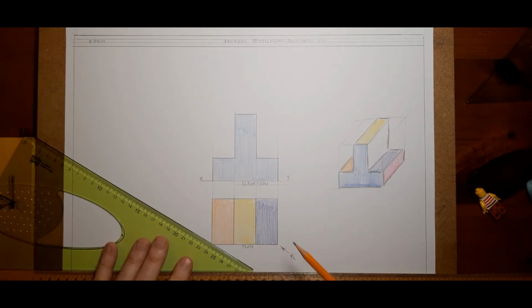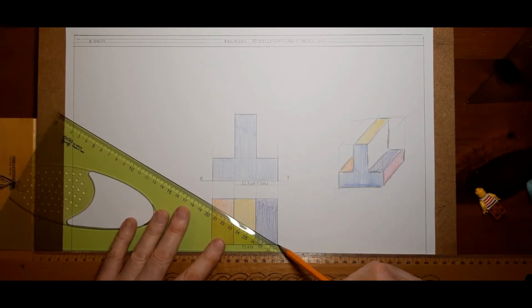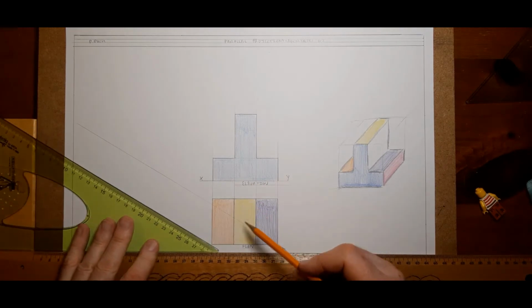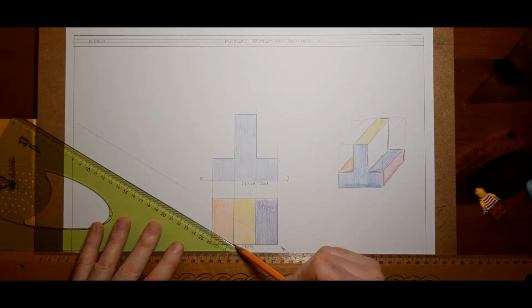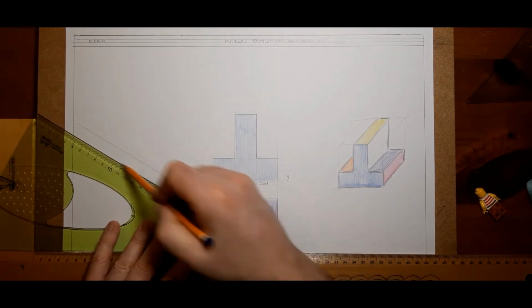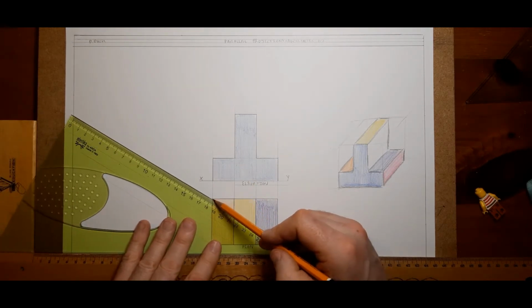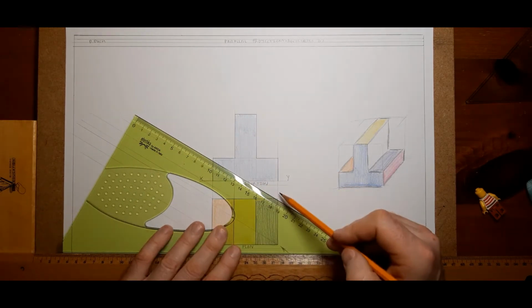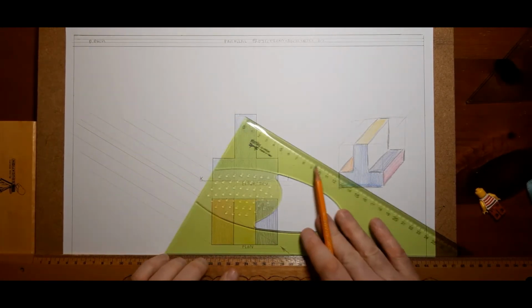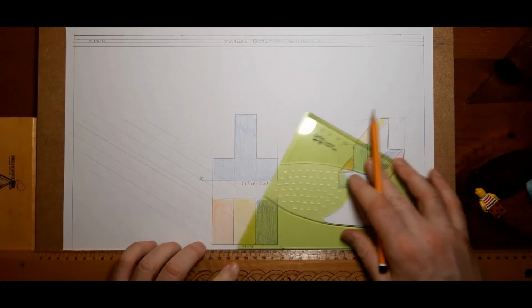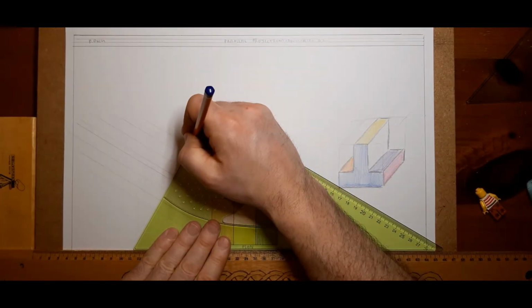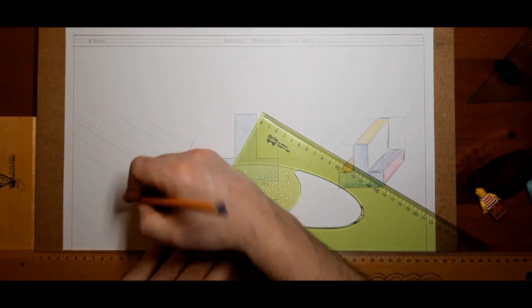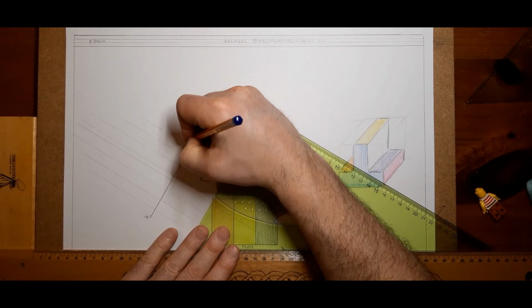to come back then to our auxiliary, and remember auxiliary, all it is another view. That's all. Auxiliary means another. So we're looking this way, and we're going to have to project all these corners up. When you have all your projection lines brought up, the next thing you need is another ground line, an auxiliary ground line. We'll call that X1, Y1.